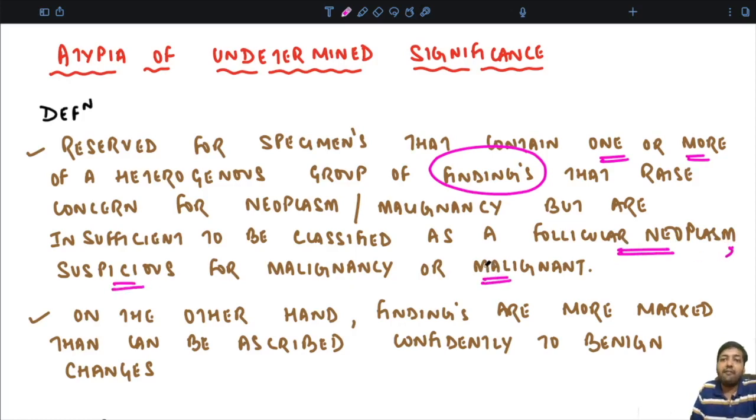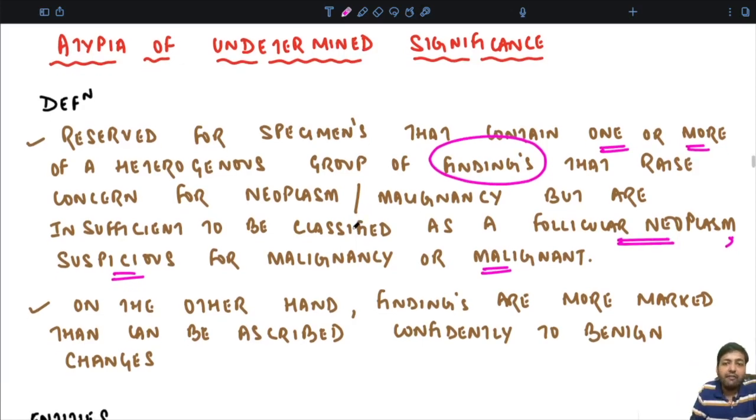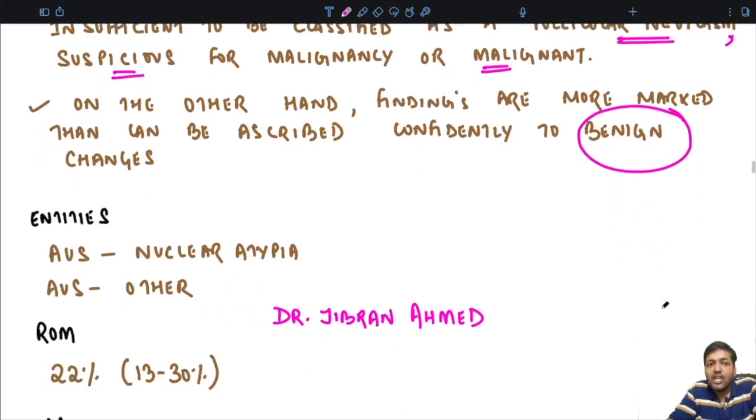So they have one or more heterogeneous findings raising concern for a neoplasm, but with definite confidence you cannot say that it is a follicular neoplasm, or that there is a suspicion for malignancy, or that it is a malignant tumor. On the other hand, the findings are more marked than can be ascribed confidently to benign changes. So you can neither keep them under benign nor give them under follicular neoplasm, SFM, or malignancy. So what are the entities?